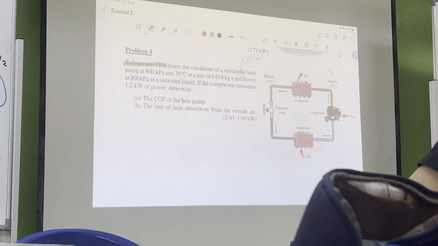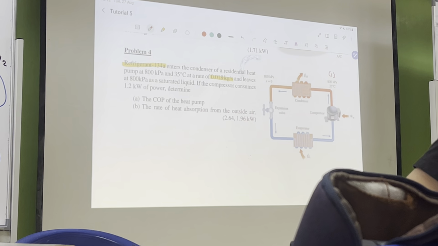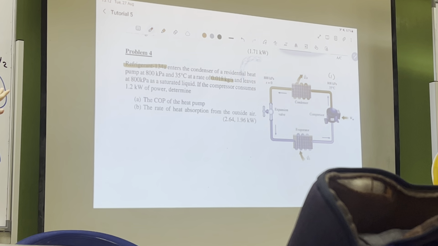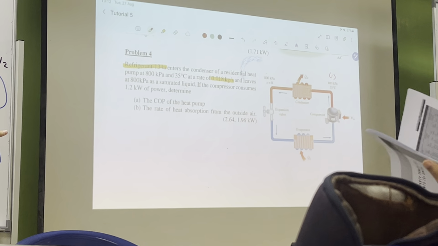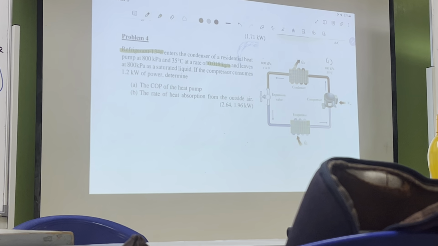And the mass flow rate is 0.018 kilogram per second. And it leaves at 800 kilopascal as a saturated liquid. So this is also more or less what you learned in your lab as well. These are the things that you measure in your lab. Same thing, we measure the temperature and pressure entering the condenser, and then the pressure leaving the condenser. And of course in the lab you measure temperature as well. Here we just tell you that this is a saturated liquid. So theoretically most of the time this is the case that we assume. Again, you will learn this in the final chapter.